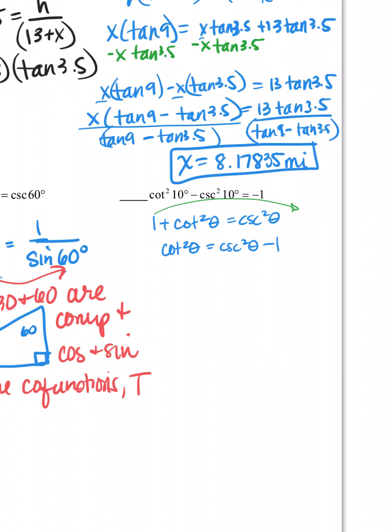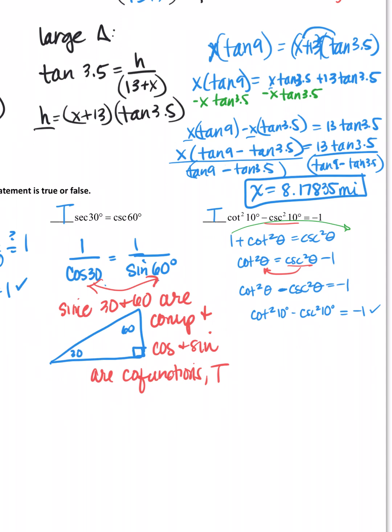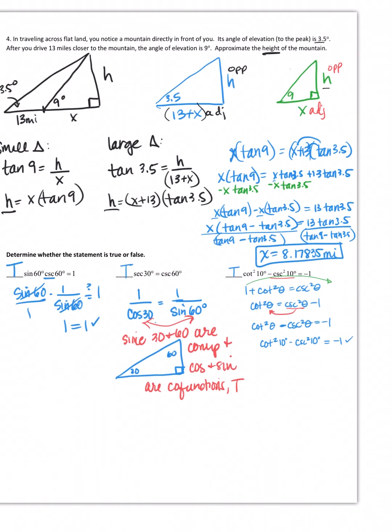But I need a negative cosecant squared. So if I move this guy over, I'll then have cotangent squared theta minus cosecant squared theta equals -1. Now we're almost to the exact same thing, right? Well, theta just represents an angle, so I can write it as cotangent squared of 10 degrees minus cosecant squared of 10 degrees. That didn't change anything since the angles are the same, equals -1. And indeed, that is a true statement because of our trig identity. All right, so different ways you can do this. These all three turned out to be true. Does it always work like that? No, but you've got to think it through. All right, we'll see you in class.